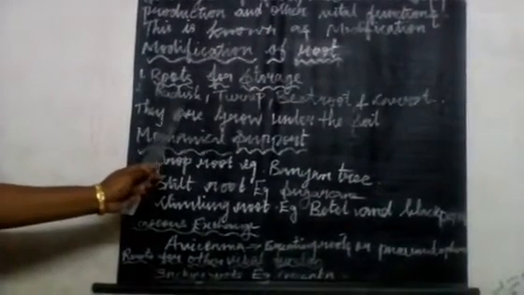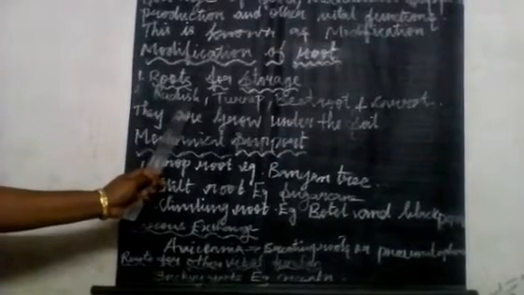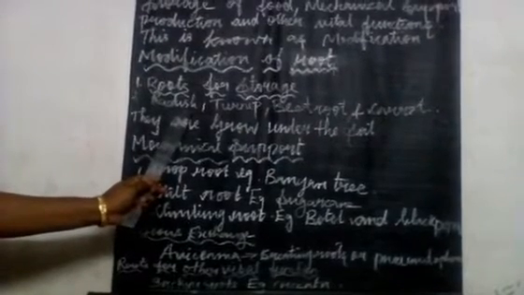Modification of root. First one, roots for storage. Next one, radish. The taproot of radish is in the shape of a spindle, swollen in the middle and tapering at both ends. Such modified roots are called spindle-shaped roots.